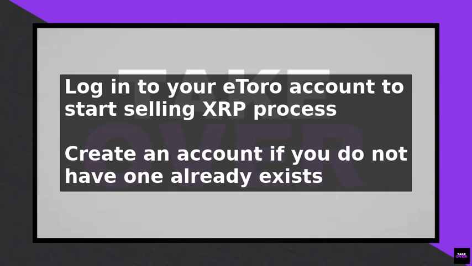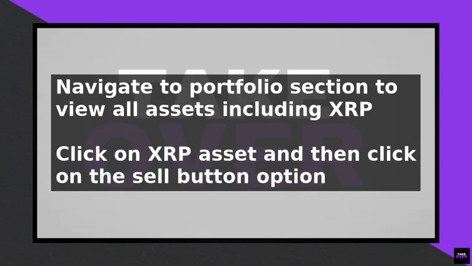If you do not have an account, you will need to create one by providing some basic information and verifying your identity. Once you have logged in, navigate to the portfolio section where you can view all your assets, including XRP. To sell XRP, click on the XRP asset in your portfolio. Then click on the Sell button.